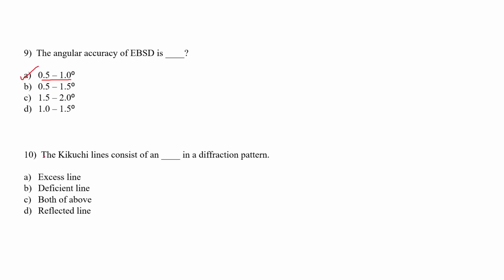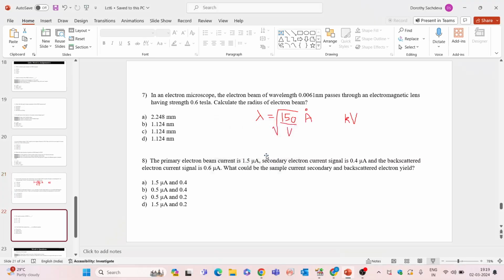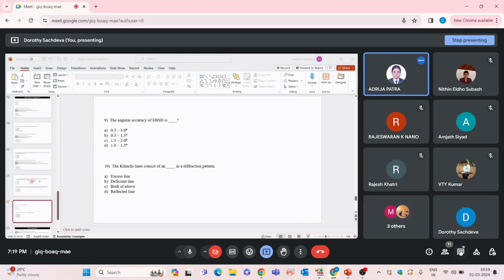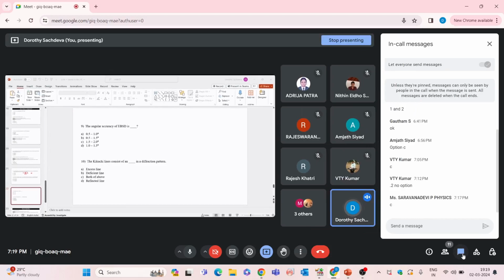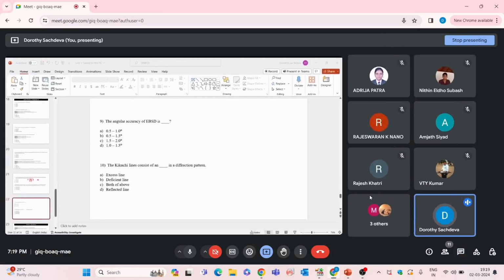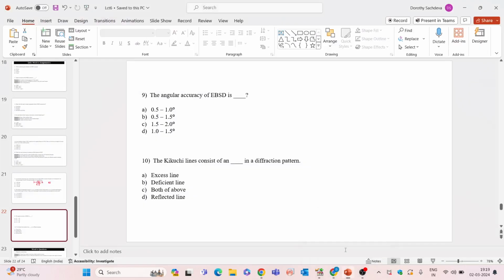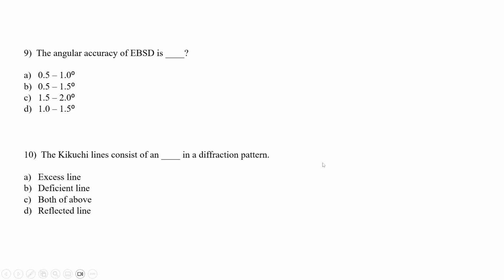Question number 10 says that the Kikuchi lines consist of a dash in a diffraction pattern: an excess line, a deficient line, both of the above, or a reflected line. Anyone can answer this question? We discussed it in today's class. Yeah, one will be the excess line and one will be the deficient line. Someone has also mentioned it in the comments. So in this case, option C, both of the above, that is the excess line and the deficient line, are present in the Kikuchi line.